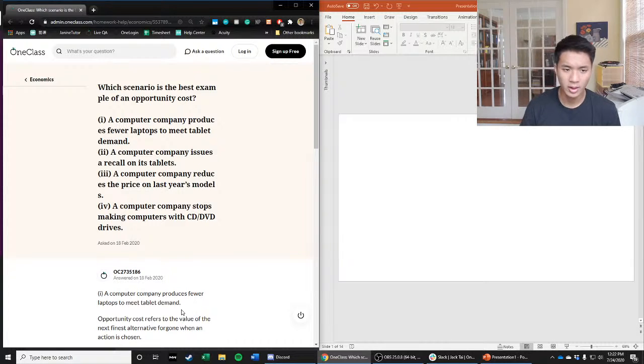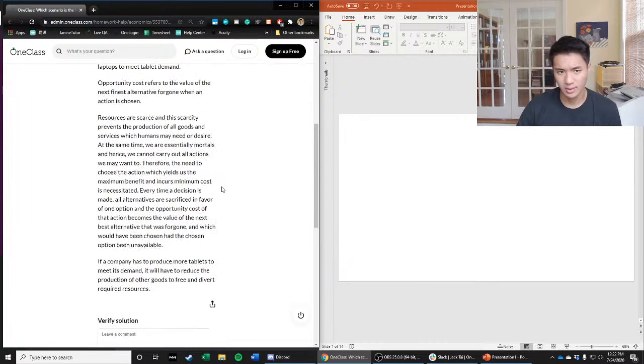And finally, 4, a computer company stops making computers with CD or DVD drives. And again, it's not really about what the decision is, but what you gave up in the process of making that decision. So it's unclear if there's an opportunity cost here. Maybe the cost of CD, DVD drives are too high and they want to use the money somewhere else, maybe, but the answer choice doesn't really explicitly tell us. So I think 1 is still going to be the best answer here by far. So 1 is the correct answer here.